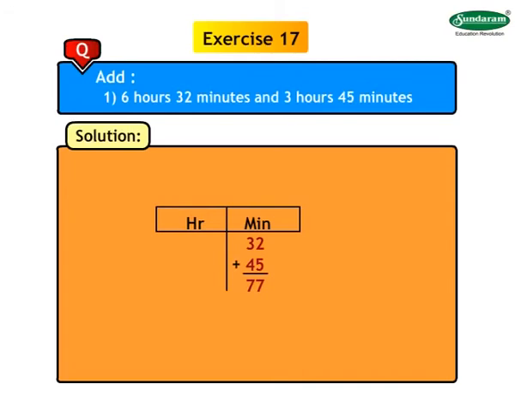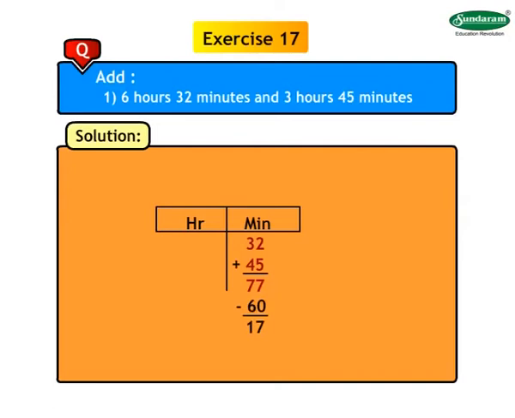Therefore, 32 minutes plus 45 minutes is equal to 77 minutes. But 77 minutes is greater than 60 minutes. As we know, minutes written should not be more than 60 minutes. Thus, convert 77 minutes into hours and minutes. Subtract 60 minutes from 77 minutes. Therefore, 77 minutes minus 60 minutes is equal to 17 minutes.